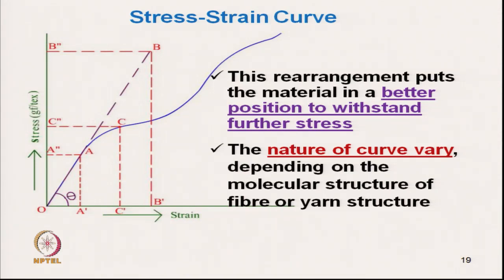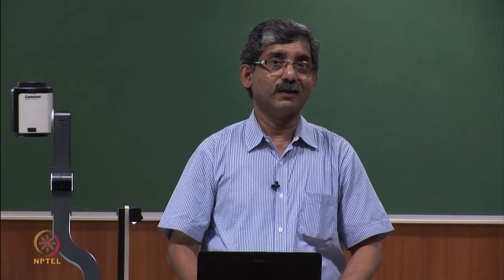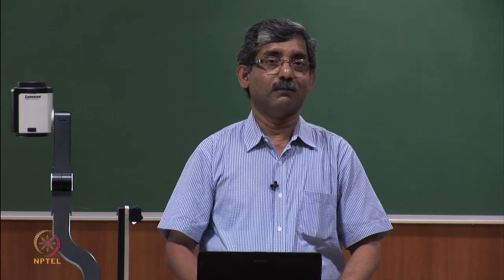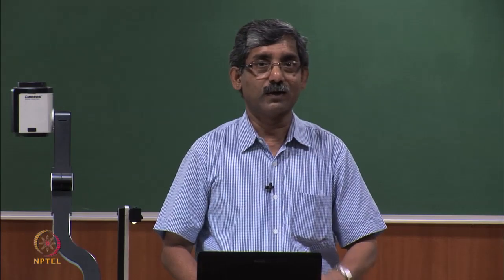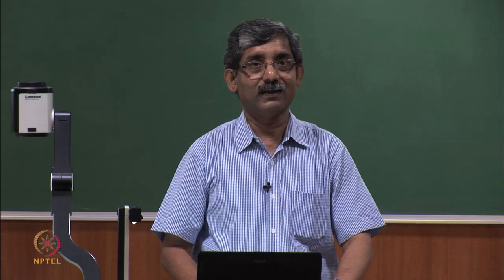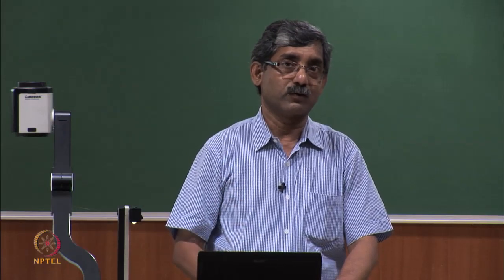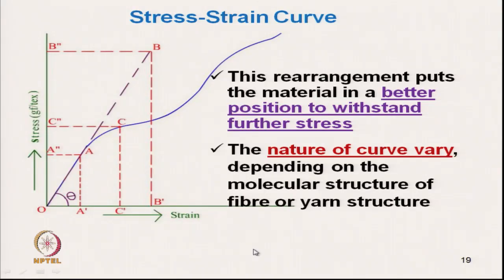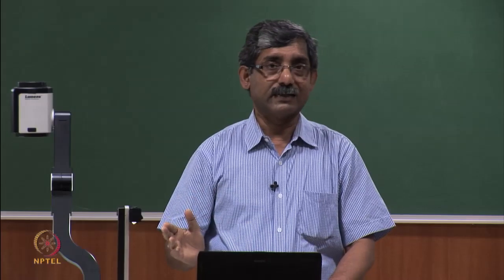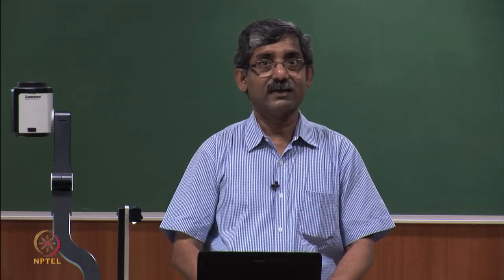fiber structure of the yarn. So, if the fibers in the yarn are aligned towards the axis, then the stress strain curve will be entirely different than for fibers which are twisted. Depending on the twist characteristics, the stress strain characteristics will change. Now, let us see how different fibers and different yarns change their stress strain characteristics.